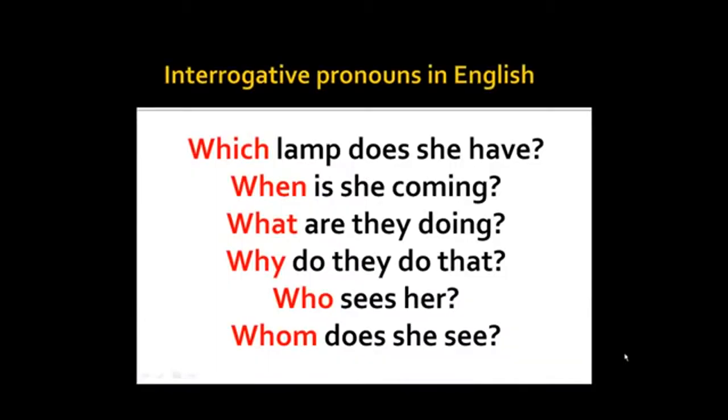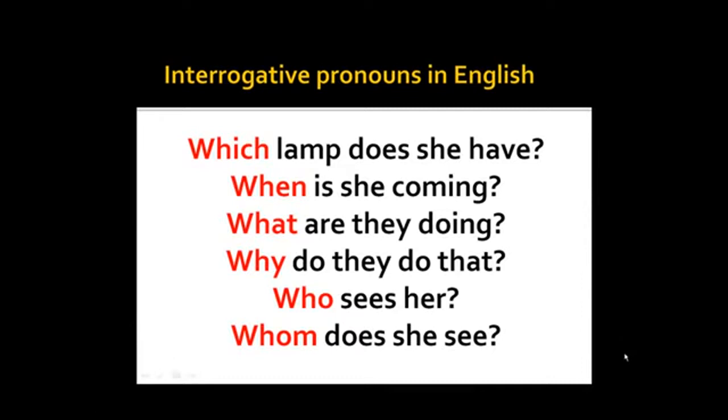Now, we use interrogative pronouns all the time in English. Some of the more common ones are which, when, what, why, who, and whom. The last two sentences on the screen, who sees her and whom does she see, make use of two related interrogative pronouns, who and whom. Unfortunately, in English, we don't distinguish between these two forms very critically. In German, however, the distinction between these is essential.